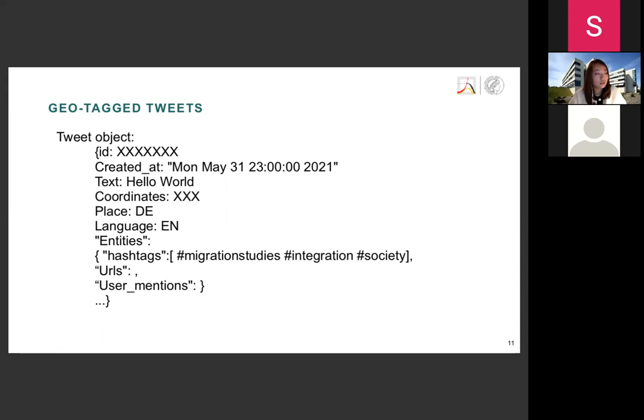Included in the tweet object itself, we have also the entity object, which basically synthesizes what is contained in the tweet itself, including the hashtags, URLs, and mentioned user IDs in the tweet. In both of the objects, of course, there is much more information provided, but I have highlighted the most relevant information for the migration statistics.